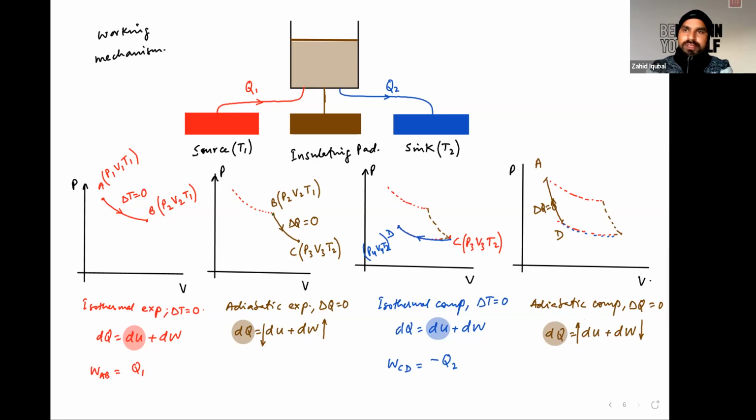Now, for this whole process, if you have to calculate net work done, the work done along this part and the work done along this part will be just opposite of each other. So if you sum these two terms, you'll get 0. So we're left with net work done as work done along A to B, that is plus Q1, and work done along C to D, that is minus Q2. So net work done will be Q1 minus Q2 in this entire process. Is it clear? Yes, sir. Just write it down. Then I'm defining how to calculate its efficiency.